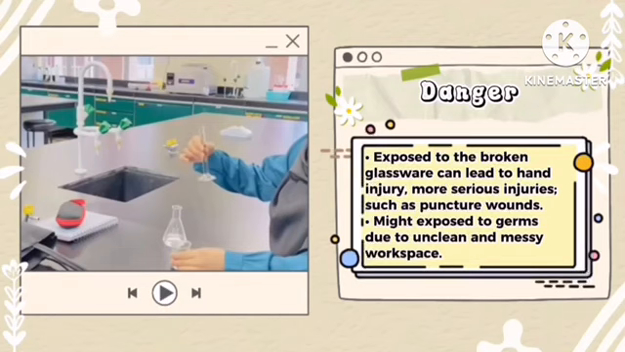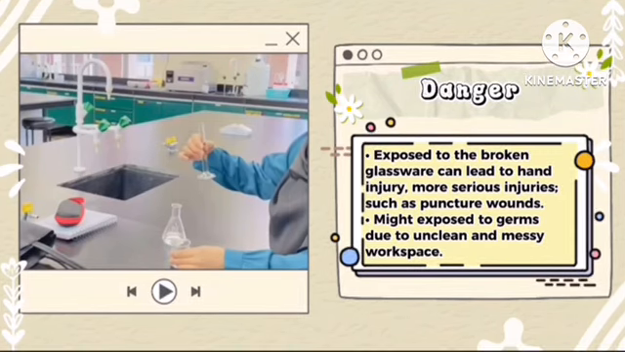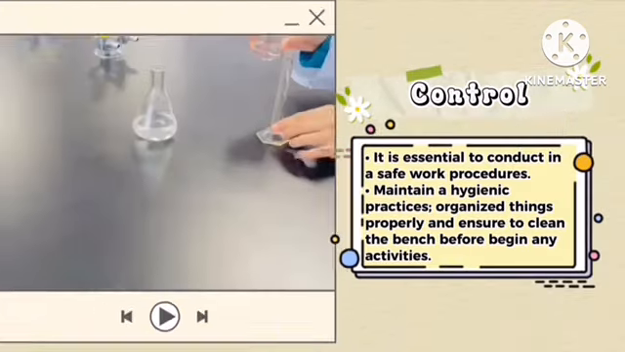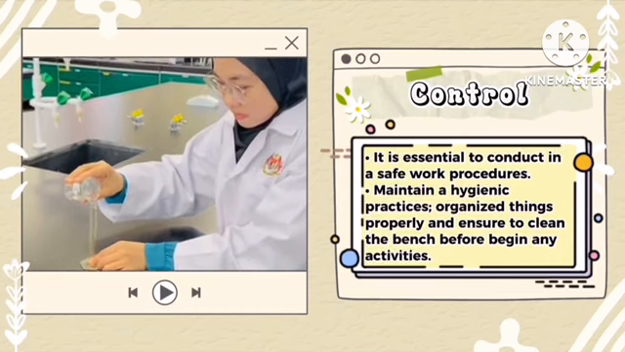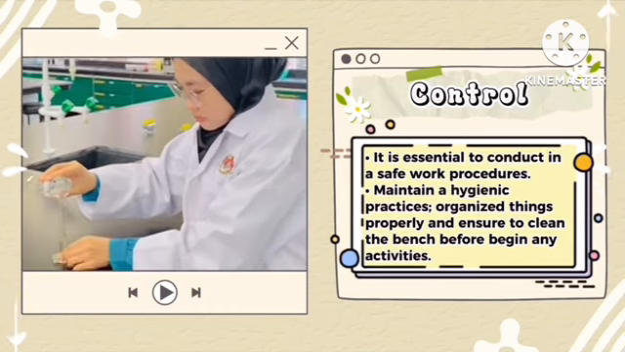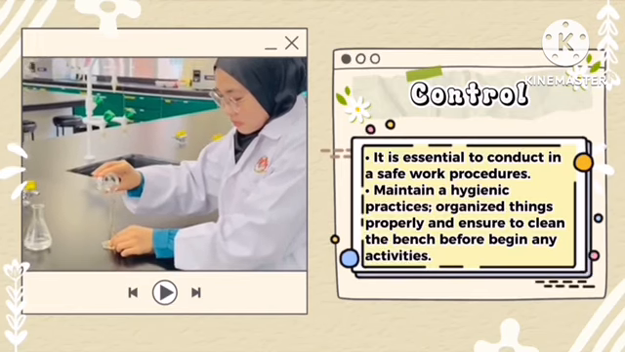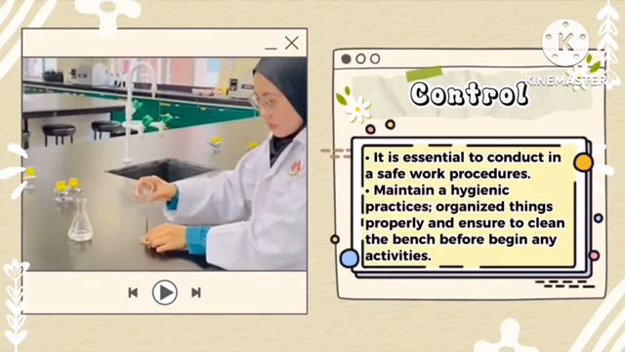Next is danger. Exposure to broken glassware can lead to hand injury, or more serious injuries such as puncture wounds. Other than that, one might be exposed to germs due to the unclean and messy workspace. Next is control. It is essential to conduct safe work procedures by maintaining hygienic practice, organizing properly, and ensuring the bench is cleaned before beginning any activities.